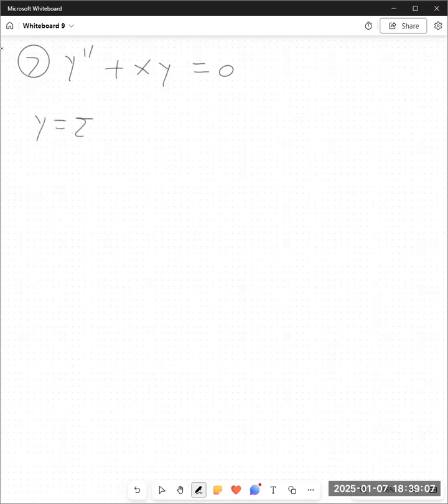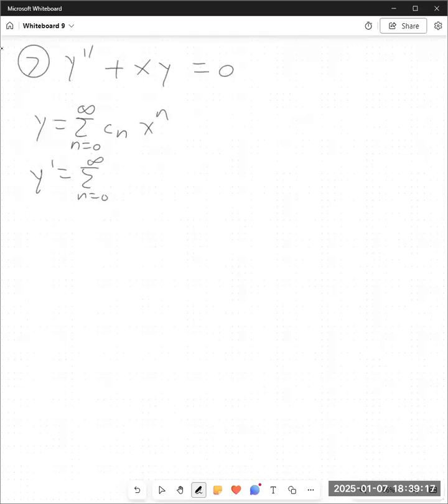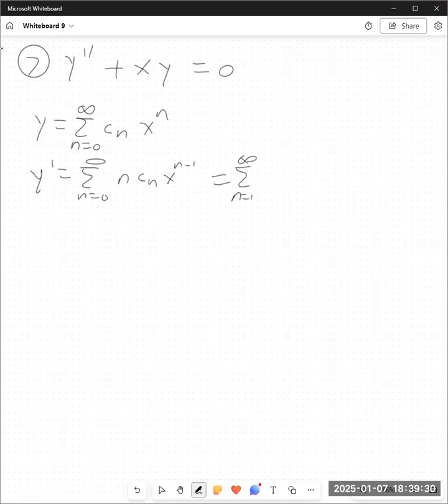Let's just use our new technique: y equals the summation n equals 0 to infinity of cn x to the n, y prime equals the summation n equals 0 to infinity of n cn x to the n minus 1, and so on. You don't have to do this every time. I'm just showing you all the steps every time in case someone fast forwards to another one of the examples without seeing everything that I did. At first, I want everybody to see all the steps every time.